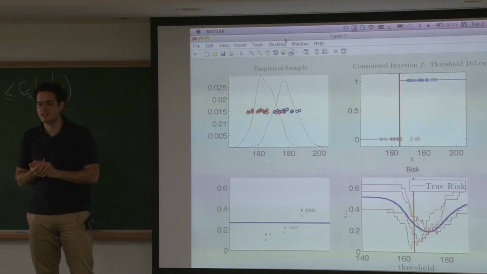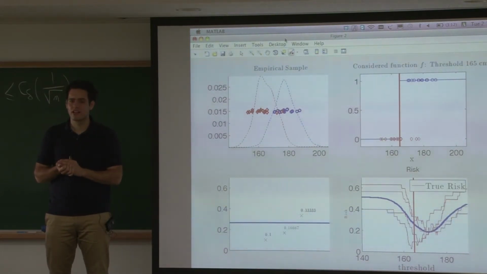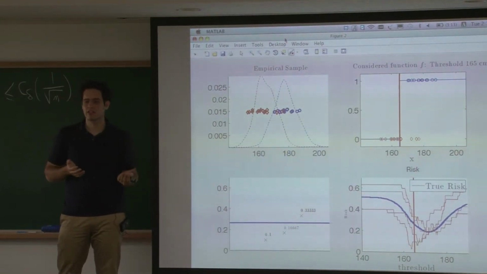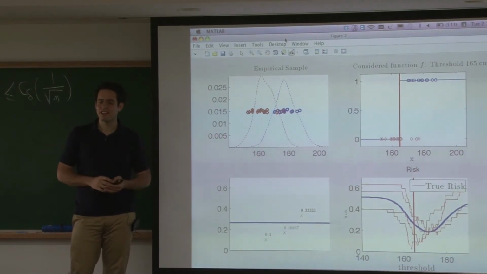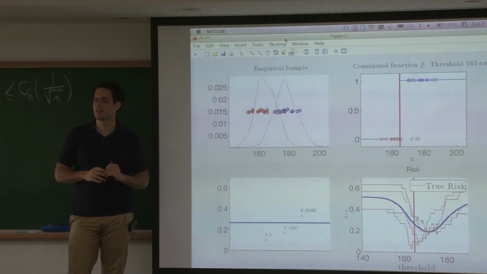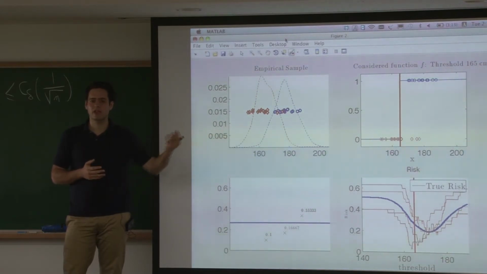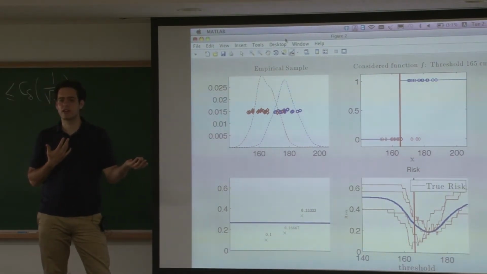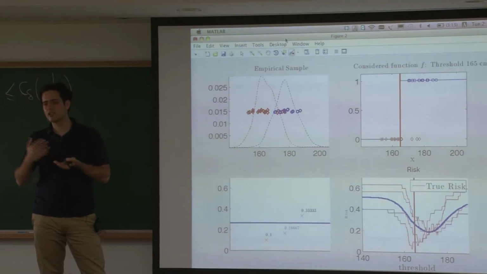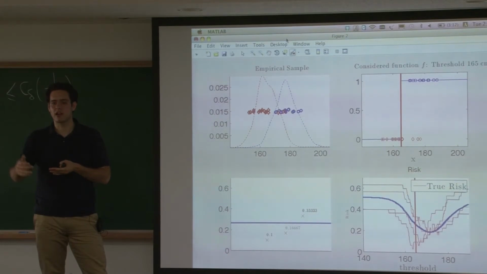Well, the first question that you should ask is, did I learn anything? How did I choose 165? I just set it before, right? I just said, okay, the classifier is 165 centimeters. Now you give me a sample. I am a probabilist. I can tell you that the empirical error on that sample is not too far from the true error because Hoeffding's bound gives me this concentration inequality. And here is my classifier. I chose the function without looking at the data.